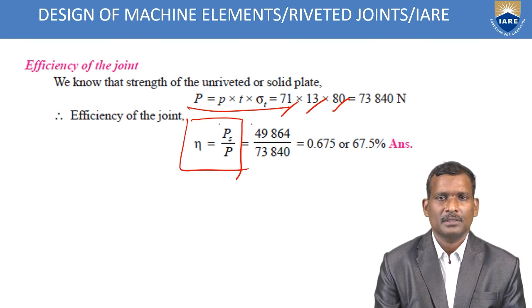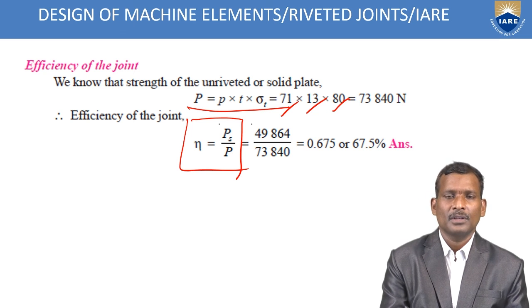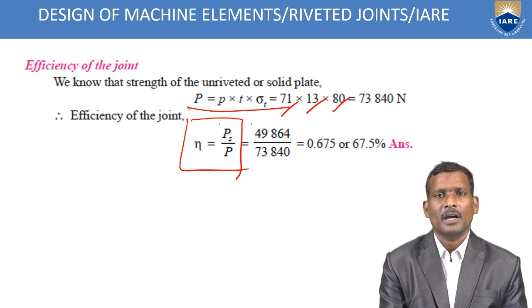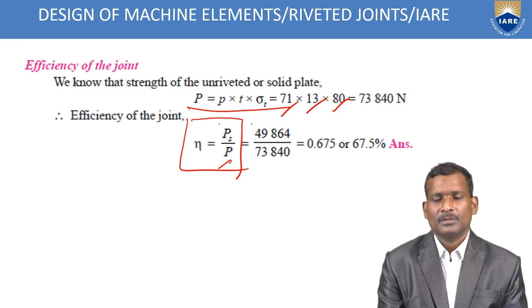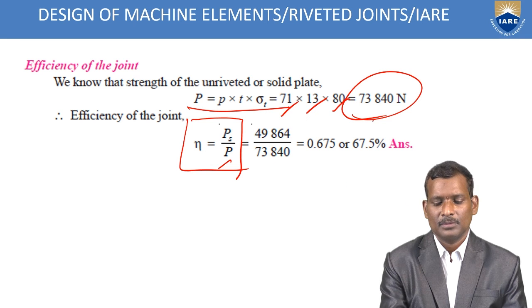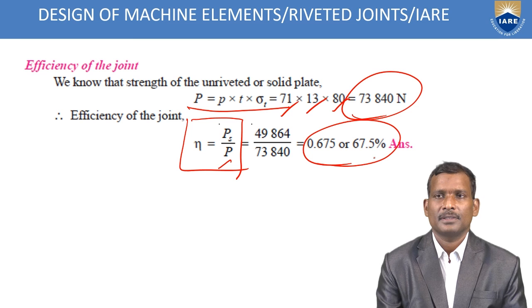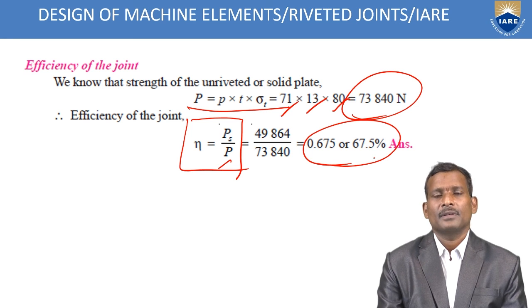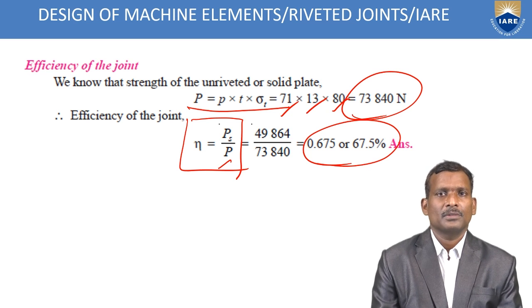So the efficiency of the riveted joint is the ratio of the strength of the joint to the strength of the unriveted or solid plate, that is P T sigma T. We calculated the P value, so substitute the P value and the strength value in this relation, and you will get an efficiency of 67.5%. So like this, you solve this type of problem.